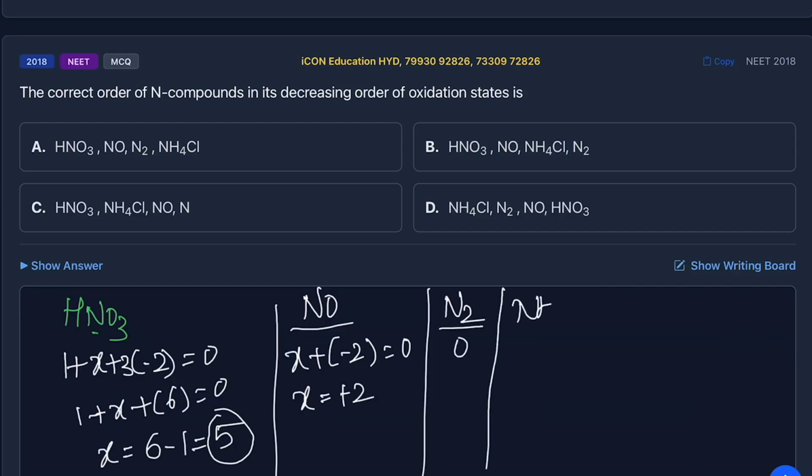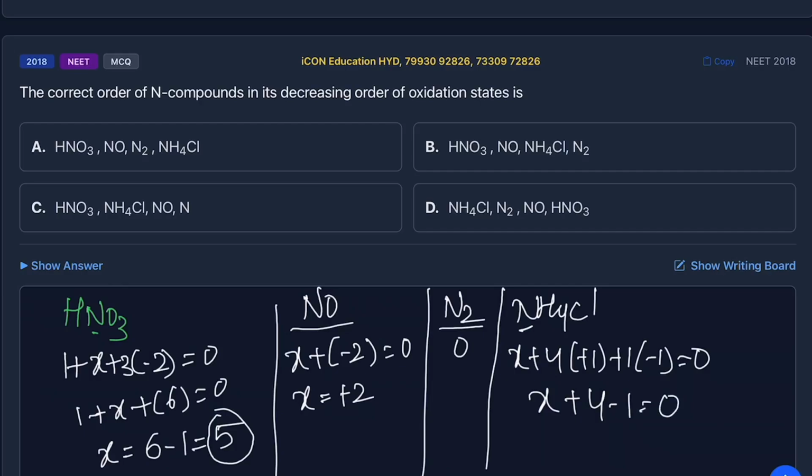Next, if we check NH4Cl, in this nitrogen, x plus 4 into plus 1, plus minus 1 equals 0. x plus 4 minus 1, it will be 3, equals 0, x equals minus 3. So our oxidation state in NH4Cl is minus 3. HNO3 is 5, NO is +2, and N2 is 0.